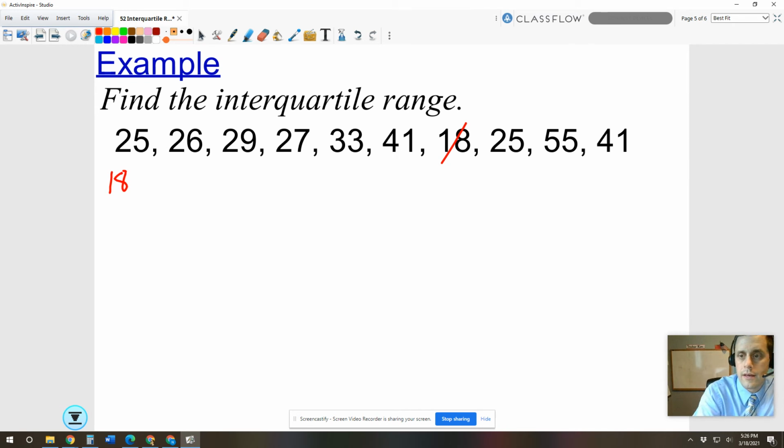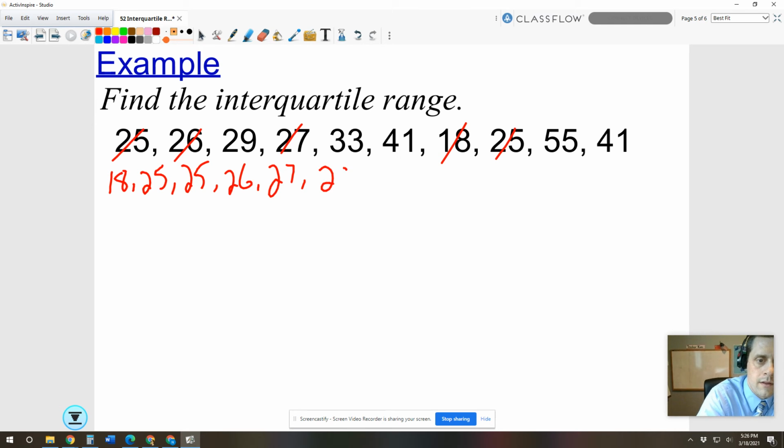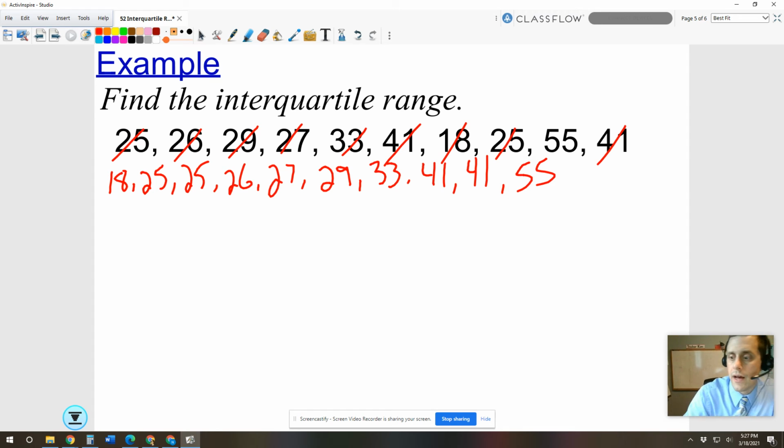After 18, is it 25? I'm thinking so. Actually, I have another 25, followed by 26, 27, 29, 33, 41, 41, there are 2 of them, and then finally 55.